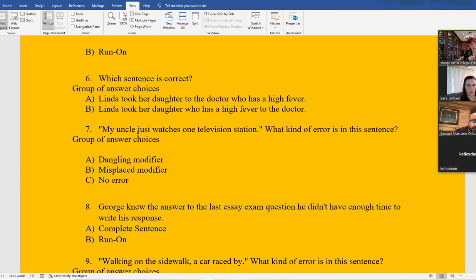My uncle just watches one television station. What kind of error is in this sentence? Is it a dangling modifier, misplaced modifier, or no error? We already know it's not C. So is it A or B?